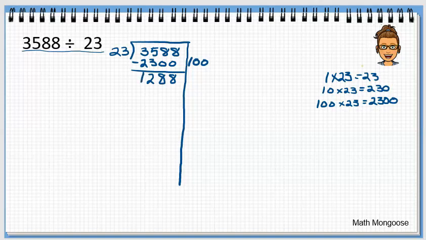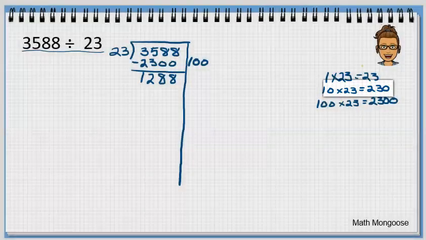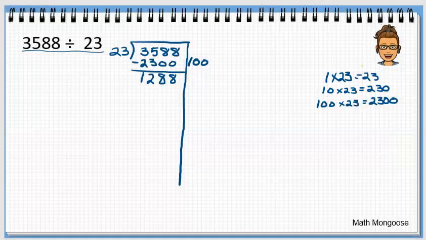So now I have 1,288. So can I take out another group of 100? No, I can't because that is too big. But when I look at this number, if I'm taking out 230 every time, it's going to take too long. What about a group of 50?